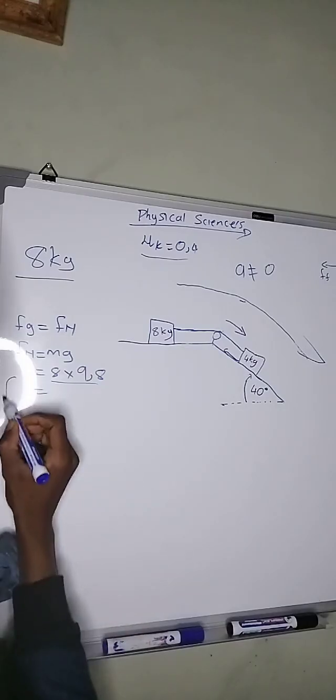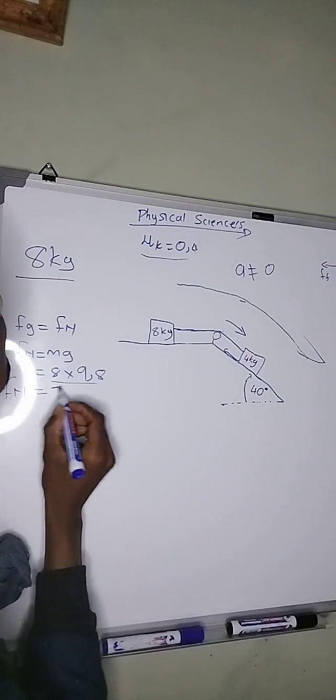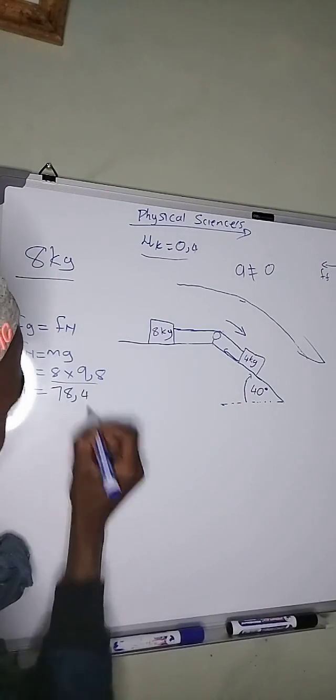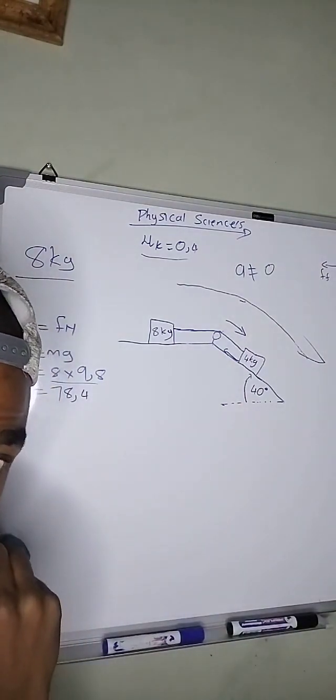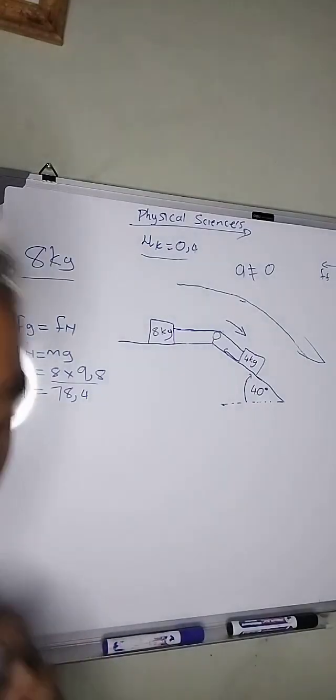What is going to be my Fn? It's going to be 78.4, right? Is it 78.4 or 78.9? Let me fetch my calculator.